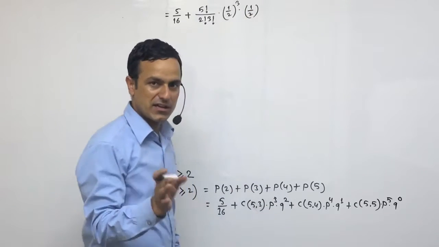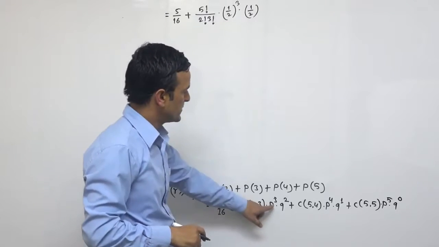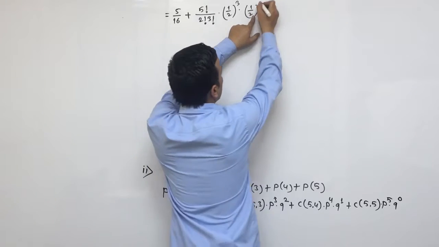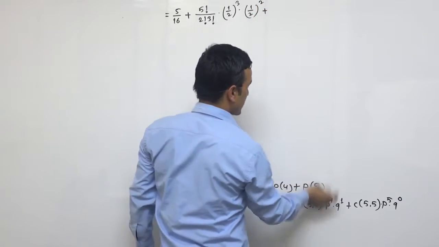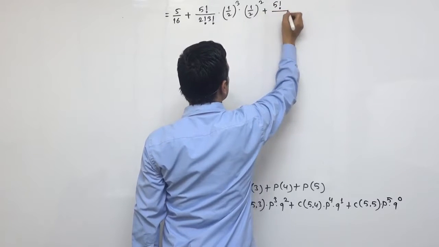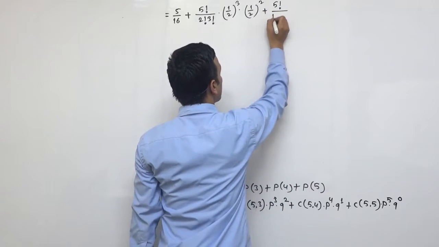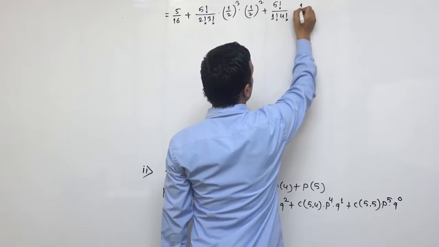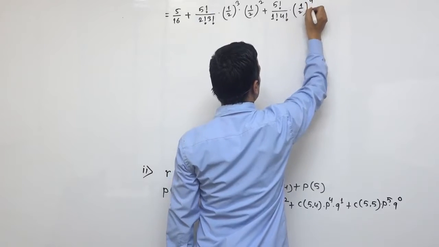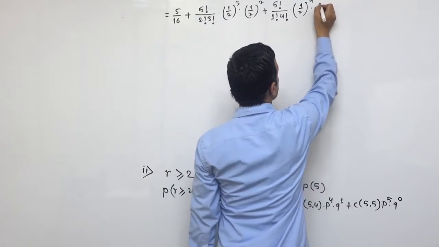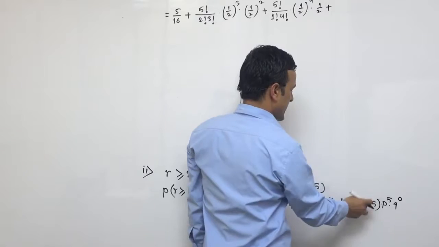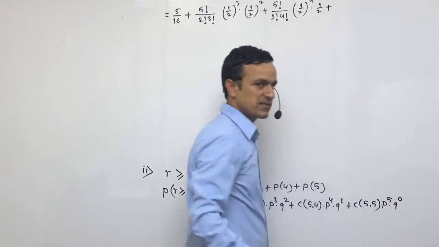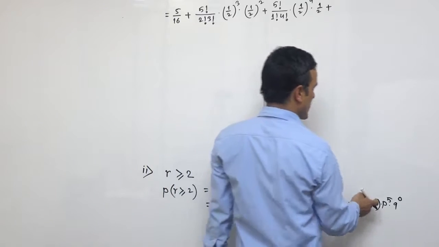We have already found this earlier. P is the probability of success, this one, and the probability of failure is 1 by 2, and the square is over here. C 5 4 means 5 factorial divided by 5 minus 4 factorial, which is 1 factorial, and 4 factorial for r factorial. P power 4 means 1 by 2 to the power 4, and q power 1 means it is only 1 by 2. And for C 5 5, since n is 5 and r is also 5, we can directly write 1 according to our formula.